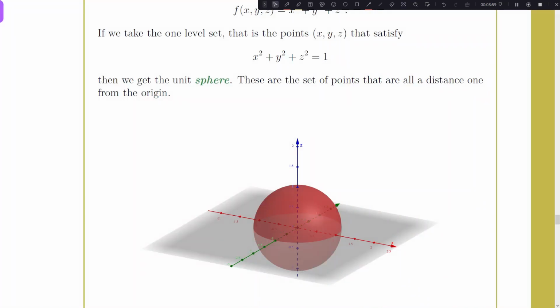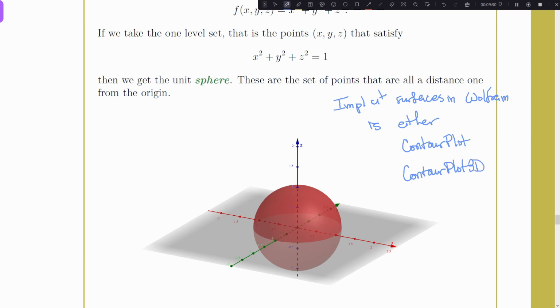The Wolfram code that you'll be using for implicit surfaces is either ContourPlot or ContourPlot3D. This is for implicit. When we go explicit, then you can define things differently, but the contour plots are used for implicit surfaces. So if we wanted to plot something like this in Wolfram, we go ContourPlot3D. How many dimensions do we have? We have 1, 2, 3 dimensions. We would write that equation in there and then specify our bounds, and it would output a sphere for us.